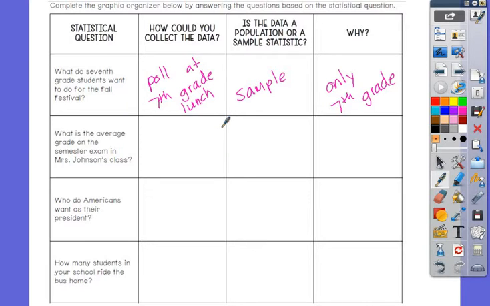Okay, the next question. If I wanted to know what the average grade on a semester exam in Miss Johnson's class was, so let's pretend that's Miss Adams' class, and I wanted to know what the average grade was, where am I getting that data? From my grade book. Well, if I pulled up my grades for all of Miss Adams' students, is that going to be a sample of Miss Adams' students, or is it going to be the population, all of Miss Adams' students? It's going to be a population.